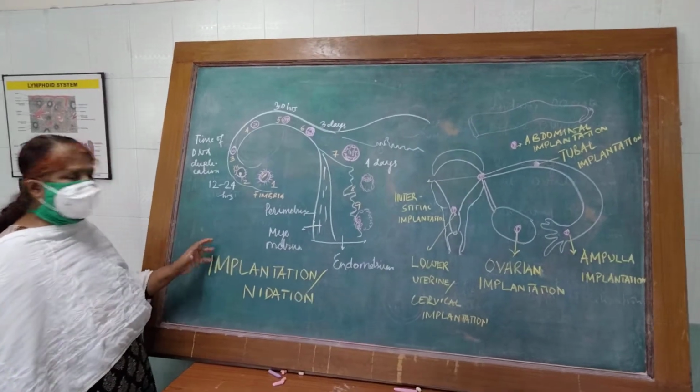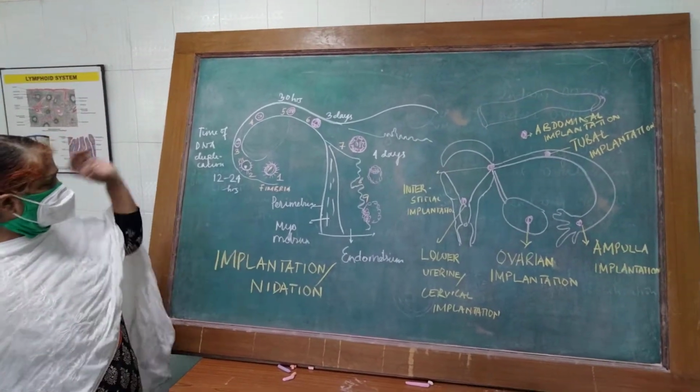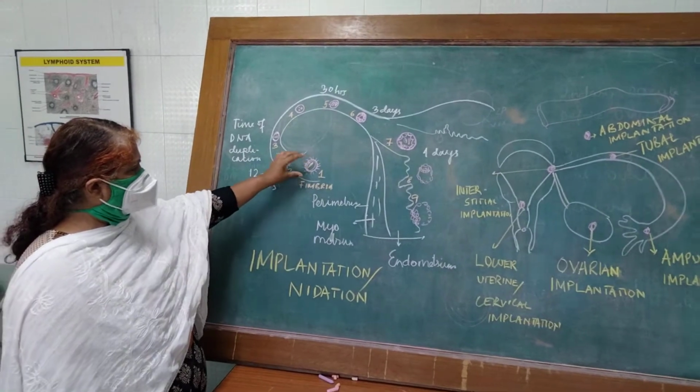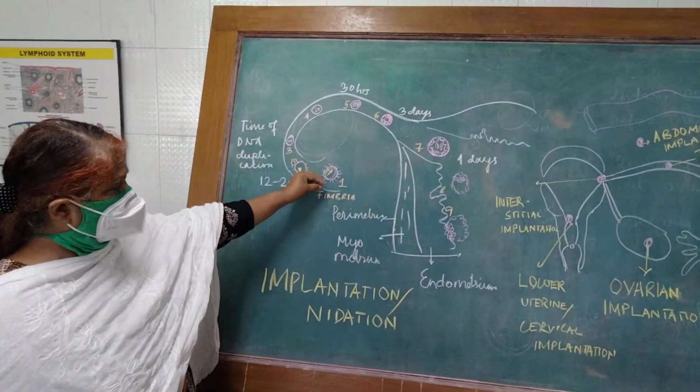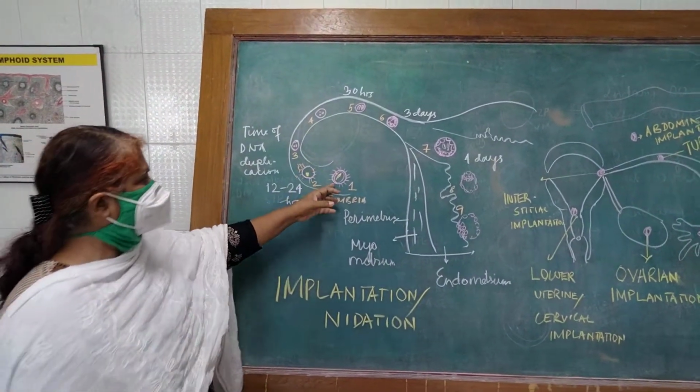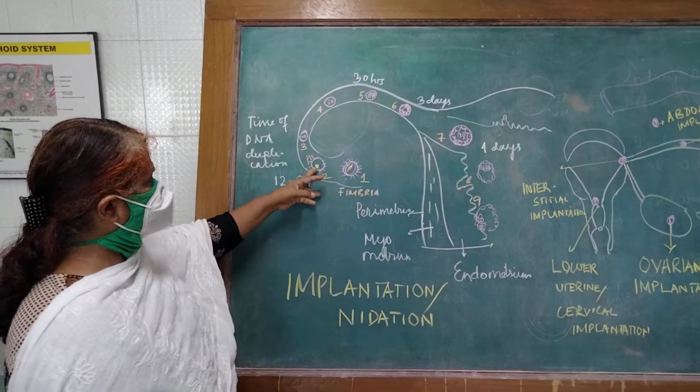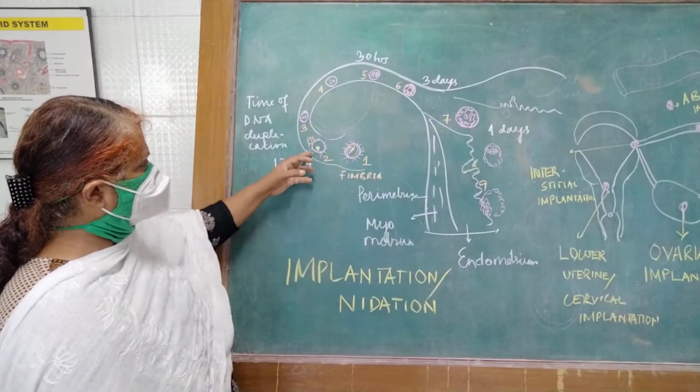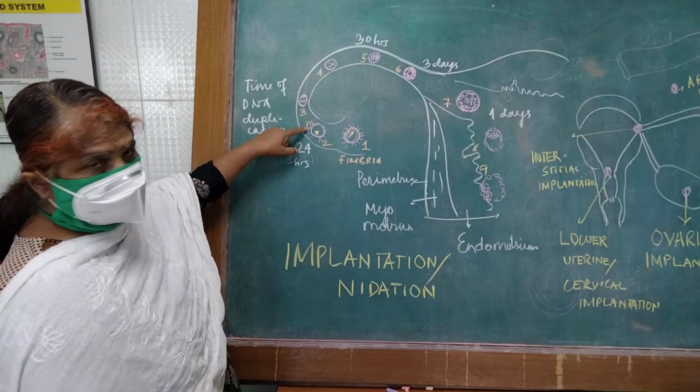Stage, that is called implantation and nidation. Now this is your fimbrial end where this ovum is waiting for the fertilization. Day 1, then comes day 2, 12 to 24 hours. The sperm comes after ovulation.